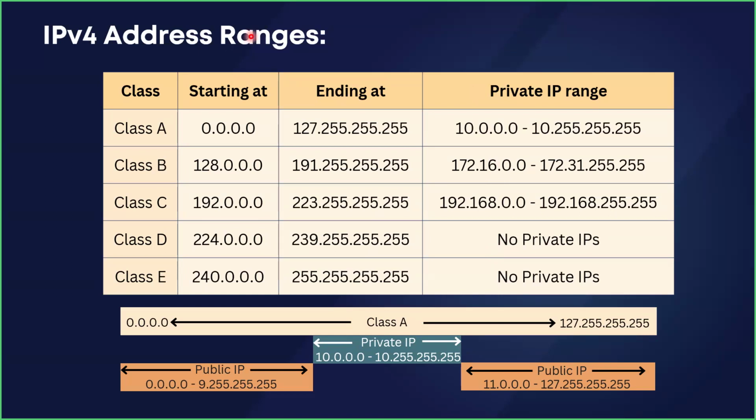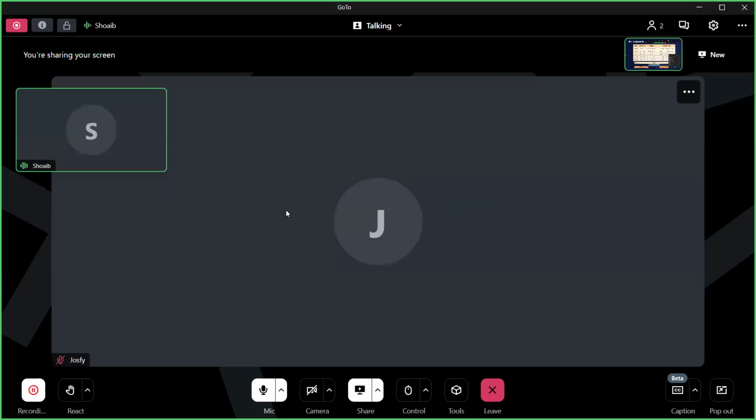So if this is clear, guys, what I'm going to do now is write down some random IPs. And looking at these ranges, I want you to tell me which IP belongs to which class and whether they are public or private IPs. Okay. So let me quickly write down some IPs here.